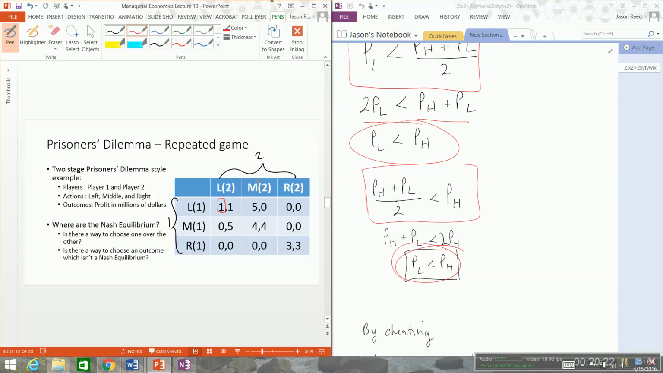If player 1 believes that player 2 is going to choose middle, my best option again is to choose left because 5 is going to be greater than the 4, which is going to be greater than the 0 if I chose middle or right.